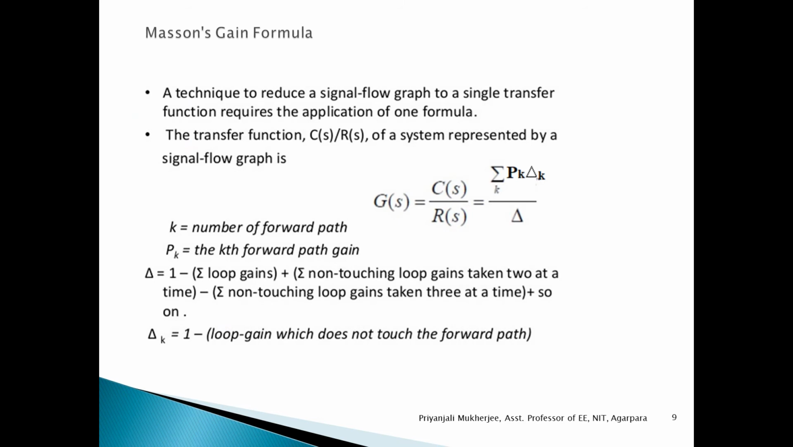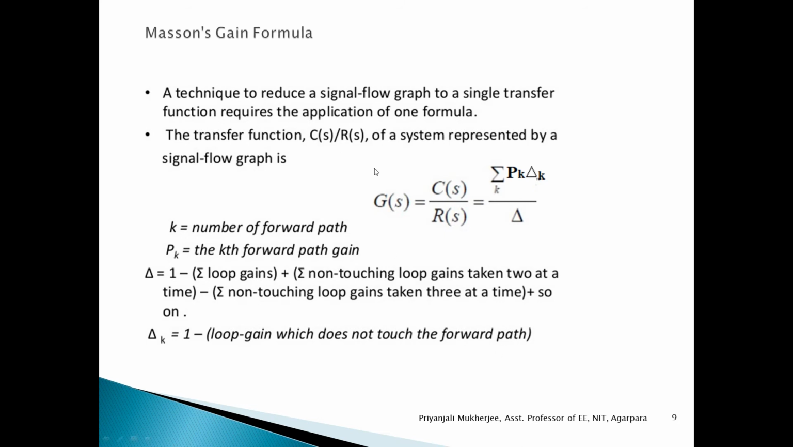Next is Mason's gain formula. Mason's gain formula is used to find the transfer function from the signal flow graph, and it is used for determining the overall transfer function gain. This is a very convenient and easy way of finding the relation between the input and output variables from the signal flow graph.